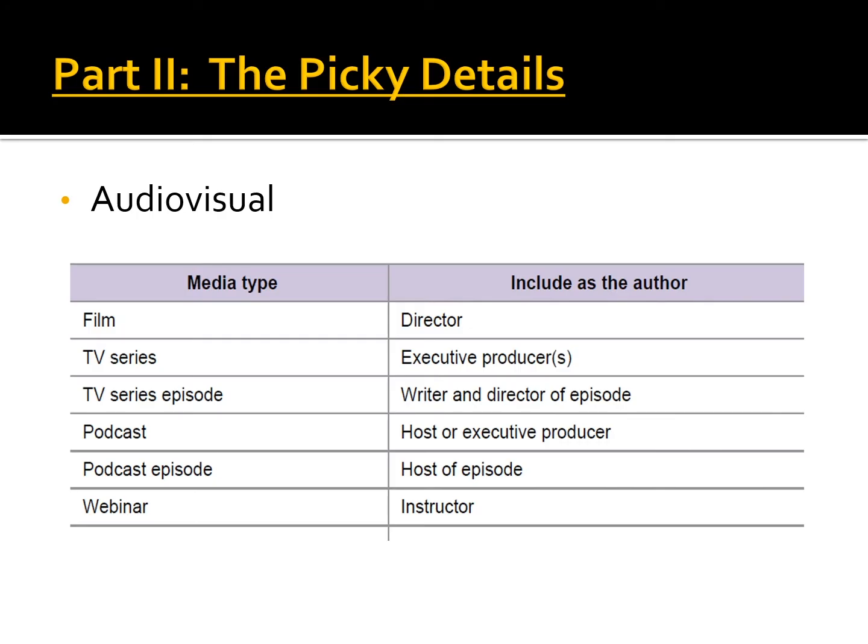Here I've taken a table right from the APA 7th edition to provide you who you would include as authors for various types of audiovisual. So if you're citing a film, like a movie, then you would specify the director as the author. If you're citing a TV series, the whole series, then you would specify the executive producers as the author.